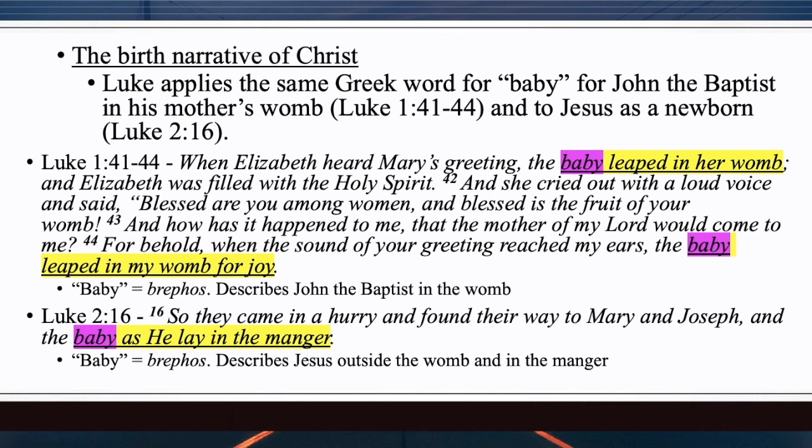manger. So you see that there's no difference in the Bible from the baby in the womb compared to outside of the womb. So if the baby outside of the womb is a person and is a human and is alive, then the baby inside the womb is a person, is a baby, is alive.